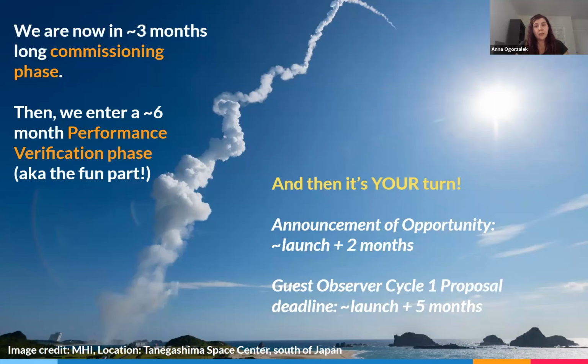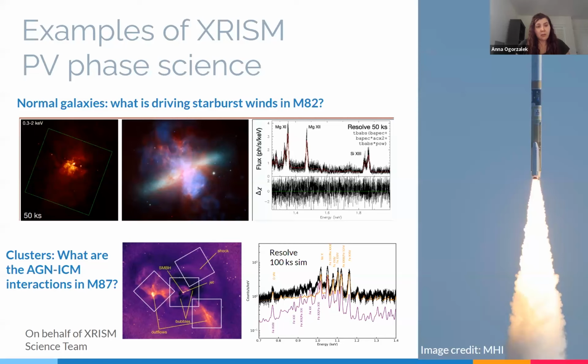And to help you think of ideas, let me highlight just a few areas of the PV science, where XRISM will be particularly useful. For example, if you like normal galaxies, but you could barely see them with X-ray CCD, now's the time to propose. Here you can see on the top the simulation of the starburst-driven winds that come out of M82, and this includes its hot ISM as well.